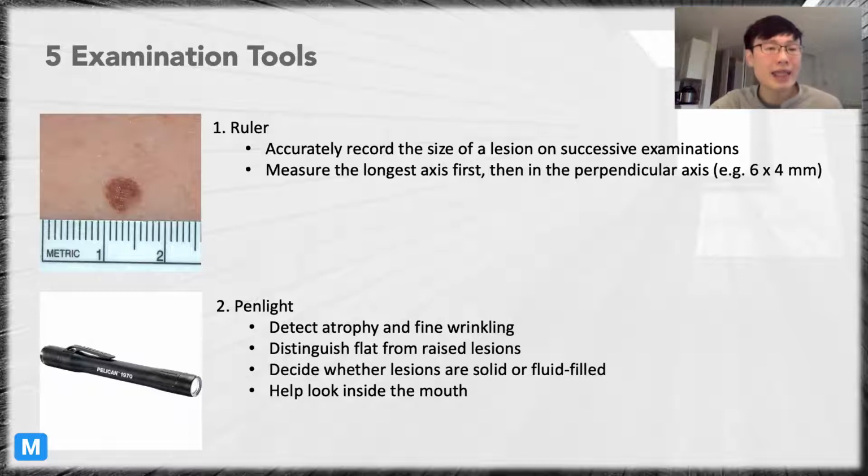And also bring a pen light, though there should usually be some lights in the exam room. The reason you want it is to differentiate any atrophy or fine wrinkling of the skin, which can be very subtle if the light is not sufficient. It can also help you differentiate subtle flat versus raised lesions, and help you decide what the lesion is. Is it a pustule, papule, or a vesicle? The pen light can help you differentiate what's inside the lesions.